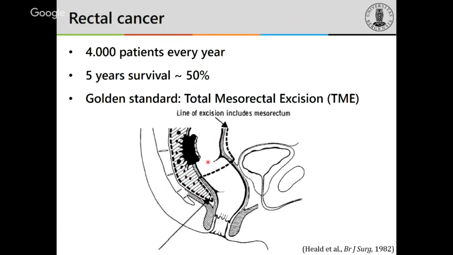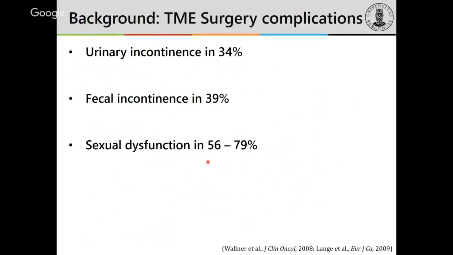Now, unfortunately, there are some drawbacks to this surgery, and these are the surgical complications that occur as the surgeons are doing it. And these are urinary incontinence in 34% of the cases, fecal incontinence in 39%, and sexual dysfunction in almost up to 80% of the cases.